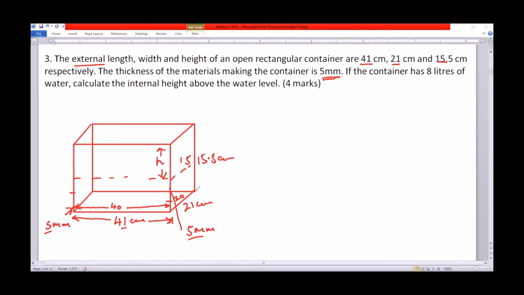Here we have 21. The same case applies. 21 is external, so you subtract that is 5 millimeters or 0.5 centimeter. This is 5 millimeter, the material that makes the container, this is 5 millimeter. When you add the two, you get 10 millimeters, which is the same as 1 centimeter. That is why we are subtracting 1 centimeter from 21 to get 20.